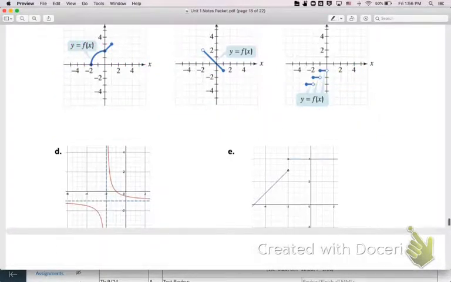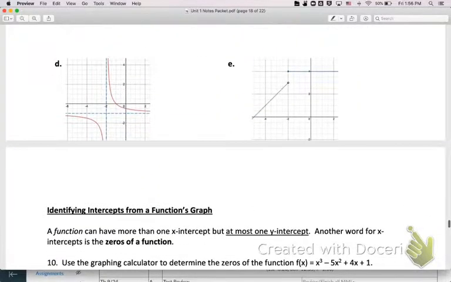If we look at D and E, they're both kind of interesting in a similar regard. Again, they got cut off a little bit. It copied kind of funky, and I'm sorry about that. On D, we have two asymptotes. So the graph is going to get really, really close to the asymptotes, but it's never going to get there.